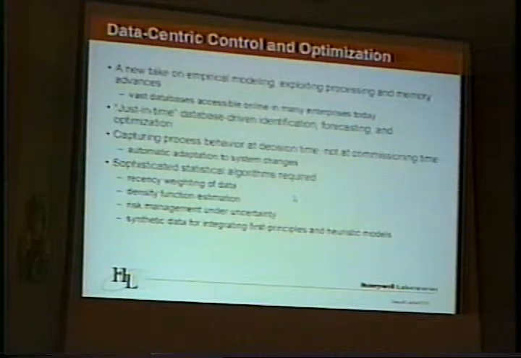And if you can develop sufficiently powerful algorithms, and with the powerful computing capabilities that are available today, you can actually think about doing just-in-time database-driven identification, forecasting, control, and optimization. The advantage of doing that is that you're capturing process behavior at the time of the decision. You can use the recent data that's available from your database, rather than use essentially a model that was abstracted from data at the time that the model was commissioned, which may have been years ago. So you can automatically adapt as the system changes and runs. And there's a lot of sophistication involved in doing this in the right way, and I won't go into the details of that.